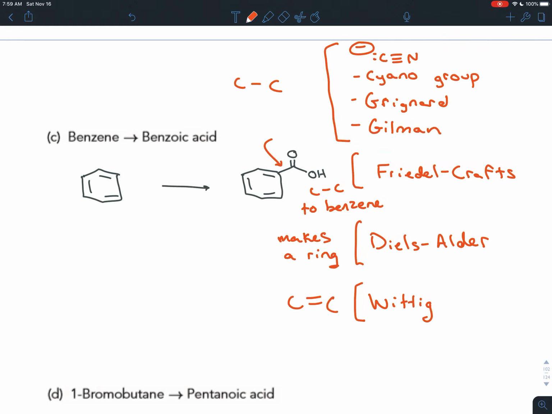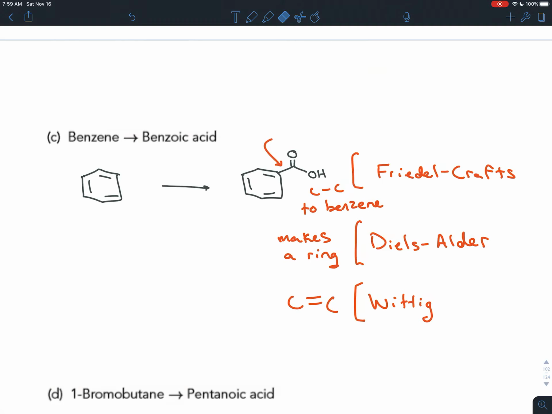So you might be tempted to think about the cyano groups, the Gilman reagents, or the Grignard reagents. But the crucial thing here is that that single bond is connecting the carbon to benzene. So that's a very special case. It's hard to make benzene react. Benzene is aromatic, so it tends not to react, and you have to use a special recipe to make it react. That's where the Friedel-Crafts comes in. You're making a carbon-to-carbon single bond to benzene. So of all those carbon-to-carbon bond-forming reactions, we're going to use the Friedel-Crafts.